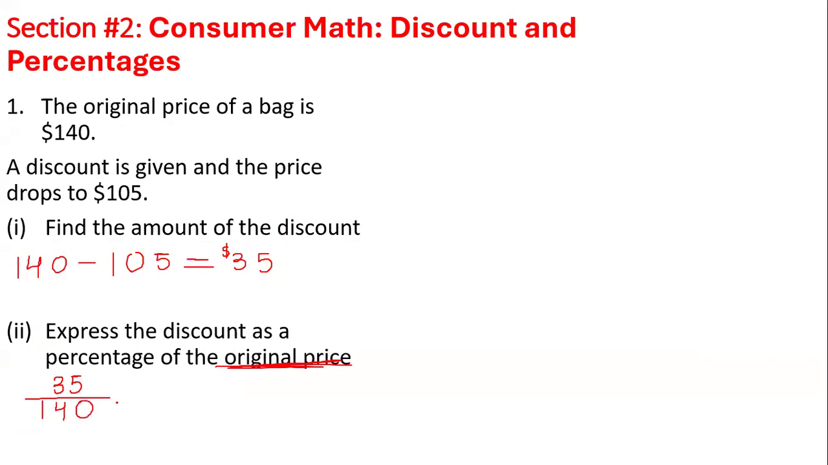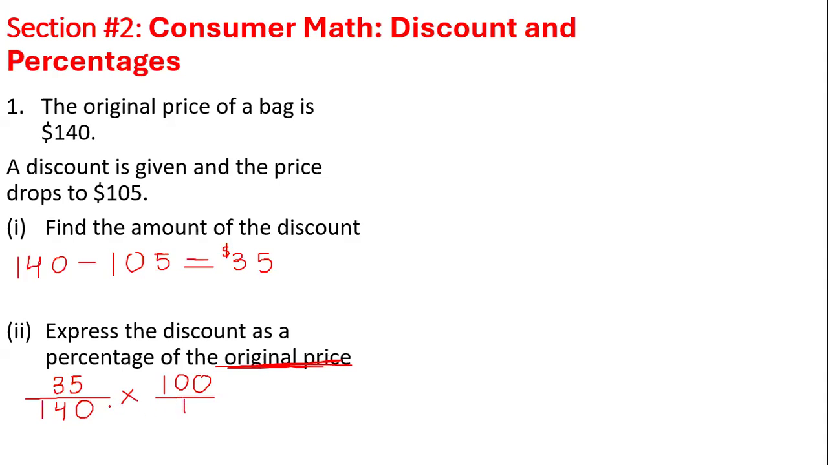This is the fraction of the discount. We need to take this fraction and convert it into a percentage. How are we going to do that? By multiplying by 100 over 1.